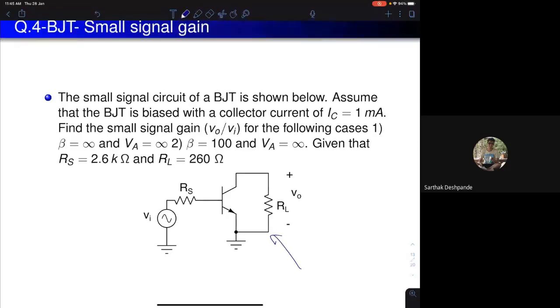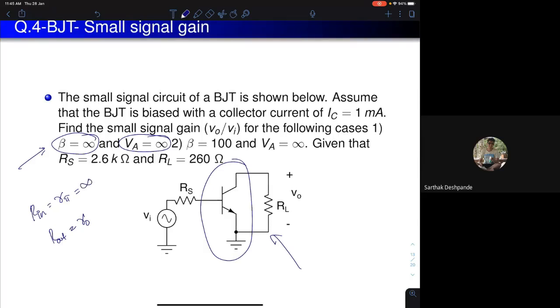The first example, beta is infinity, VA is infinity. If beta is infinity, VA is infinity, we just derived all the parameters for common emitter configuration. What is Rin for common emitter configuration? R pi. What is Rout for common emitter configuration? R naught. Now tell me, for the first case, when beta is infinity, VA is infinity, what is the value of Rin for this amplifier? Is that okay with everyone? Rin is infinity because R pi is beta Vt upon ICQ. It is infinity. What is Rout? Rout is also infinity.